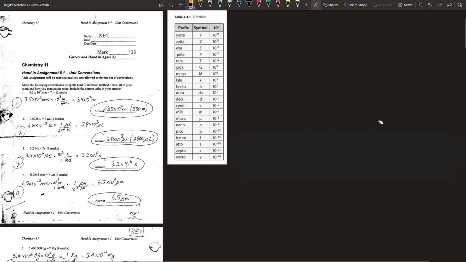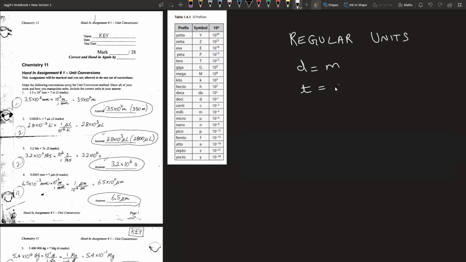All right, guys, before we get into the questions, there's a few things I want you to know. I want you to know the regular units, which are the units we are going to normally work with. Now, the regular unit for distance, as you know, is meters. For time, it's seconds. For mass, it's kg, but for this one, we're going to use grams. Pretty much, we don't want any of the prefixes in front.